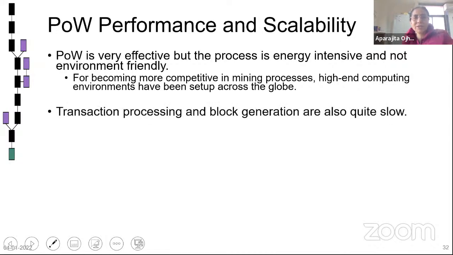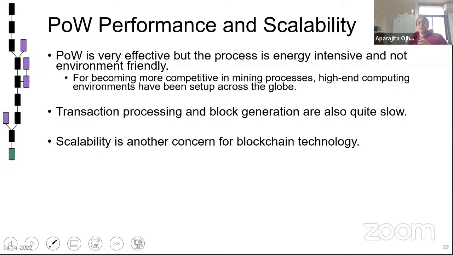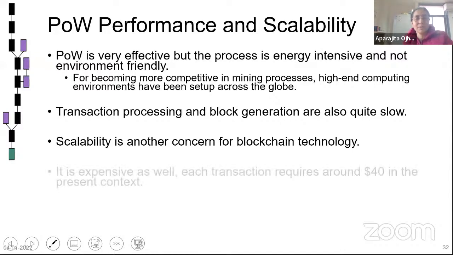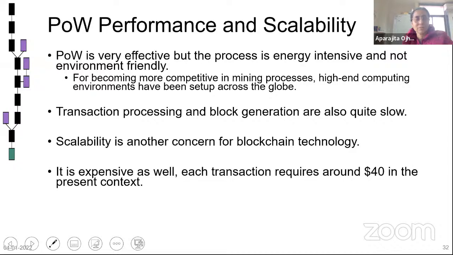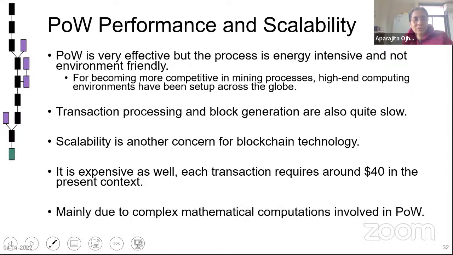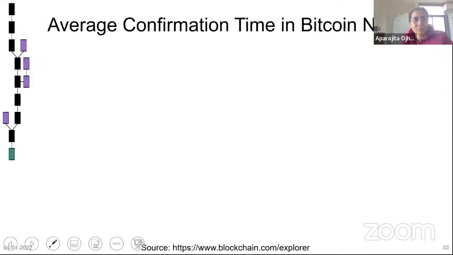So proof of work is very effective, but the process is energy intensive, as Professor Shukla also told you, and not environment friendly, because it generates so much heat that a lot of cooling is required. And so artificial cooling is required. Therefore, this is consuming a lot of fossil fuel. So that is the reason these proof of work people are changing to other. It is also expensive, like a transaction requires around $40 in the present context, mainly because of the complex mathematical computation involved in proof of work.